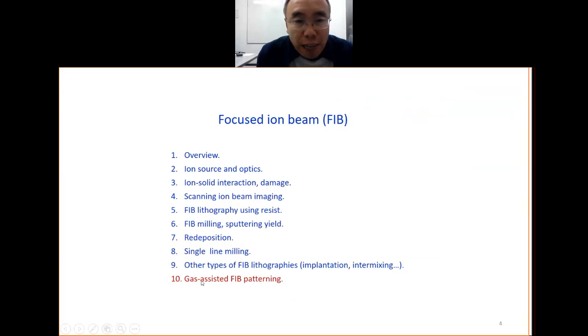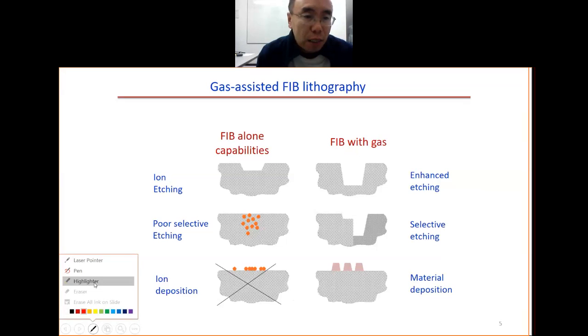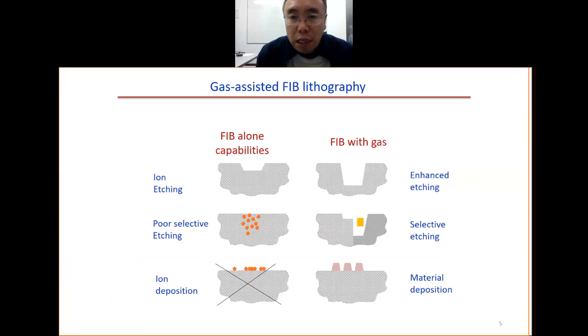Now let's look at gas-assisted FIB. So far we talked about focused ion beam without gas. With just the ion beam, we can do ion etching, but the etching rate is slow. When we add some gases, we can enhance the etching rate and also make selective etching, meaning different materials have different etching rates. We can also do material deposition. Without gas we cannot do deposition, but with a precursor gas we can grow some materials.